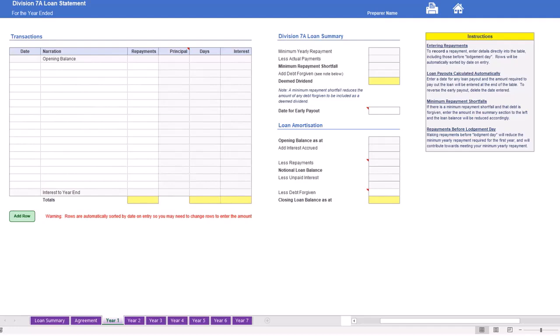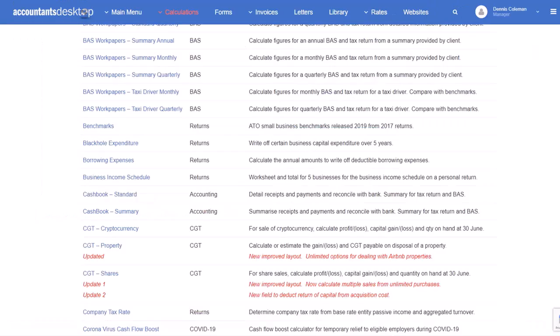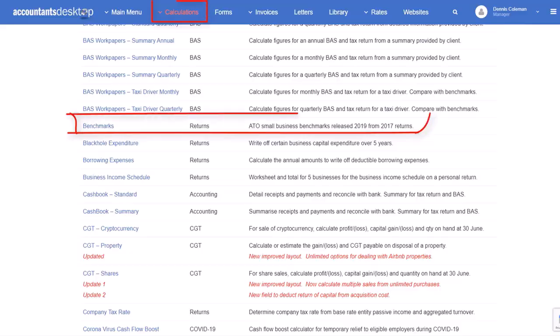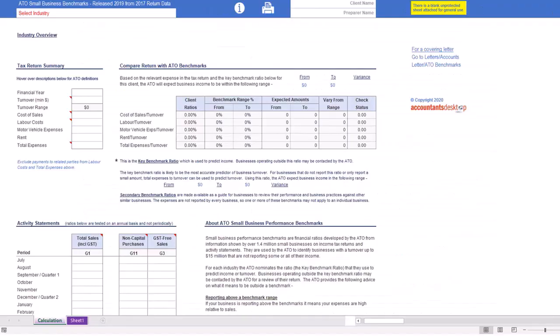On reviewing these accounts, Jane decided to run the figures against the ATO small business benchmarks. She opens Calculations Benchmarks and enters some basic figures to check that they are within ATO expectations.